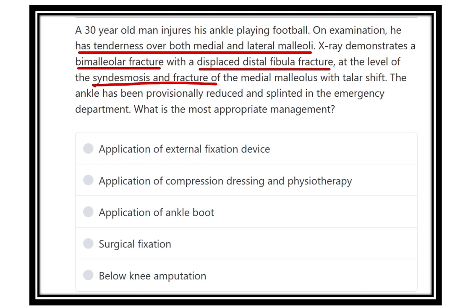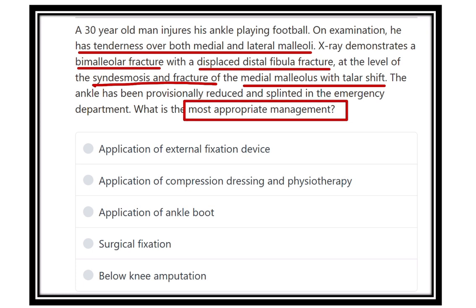level of the joining between the tibia and fibula. It is the fibrous type of joint. And there is a medial malleolus fracture with talar shift. The ankle has been provisionally reduced and splinted in the emergency department. What is the most appropriate management? That means initial management is completed.